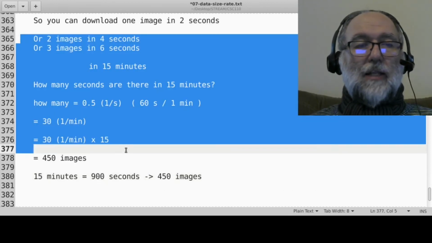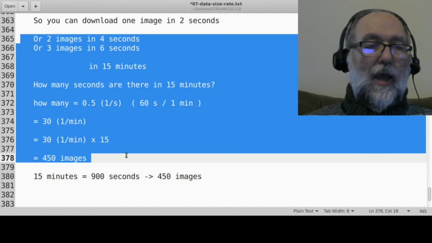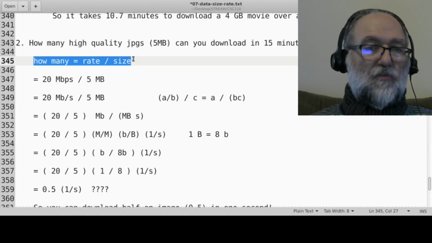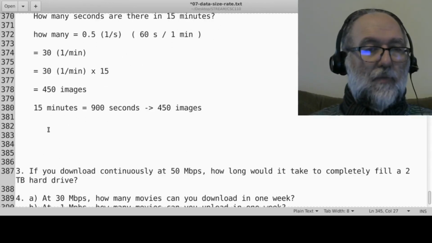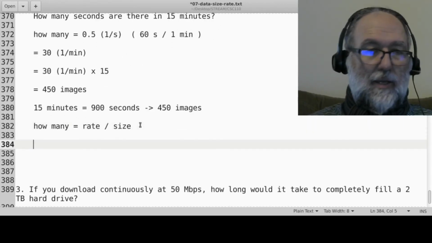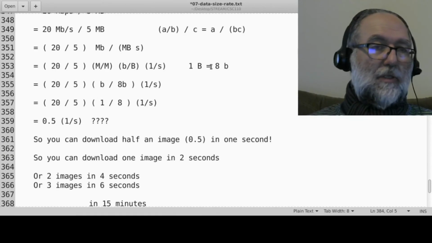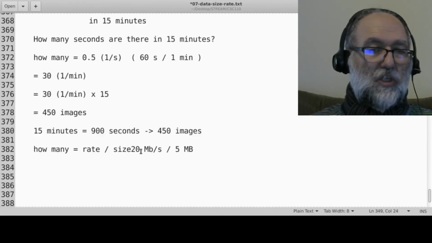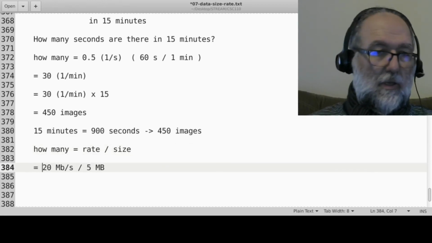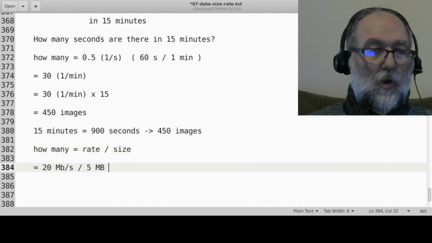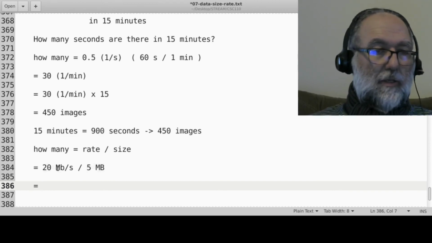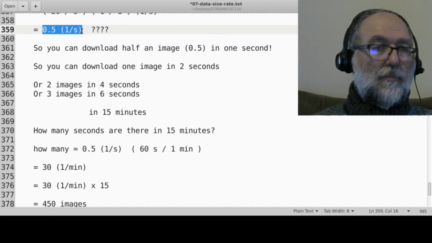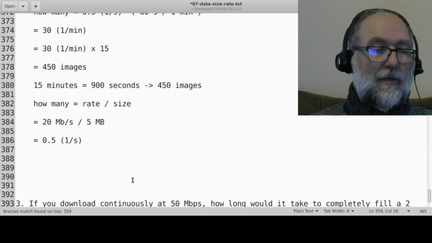Okay, so I talked you through that quite a bit. If I were just doing this, what I would do is I would start right here, without all the extra explanation in there. I would do that, and then I would substitute in the fraction here like this. And then doing the unit analysis there, that would get me down to half an image per second.